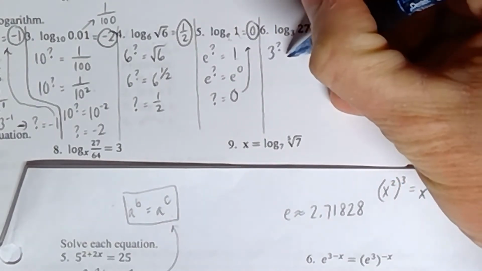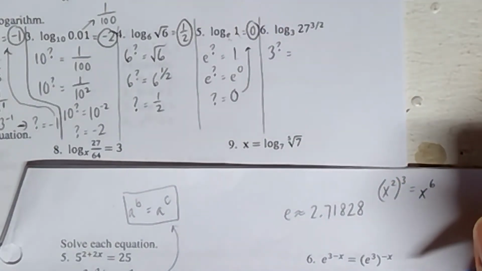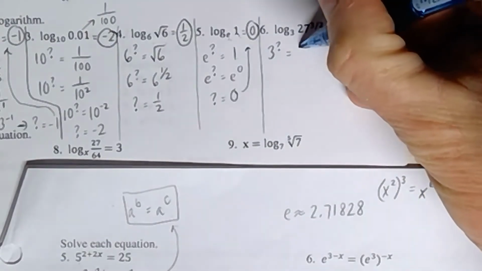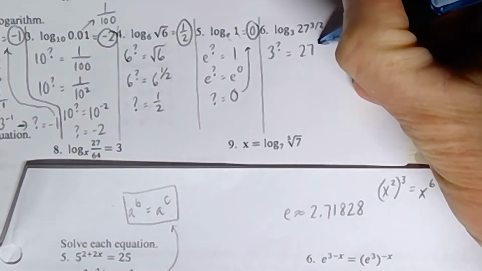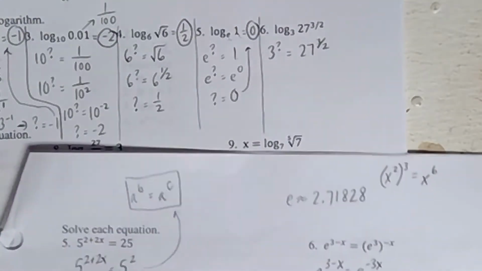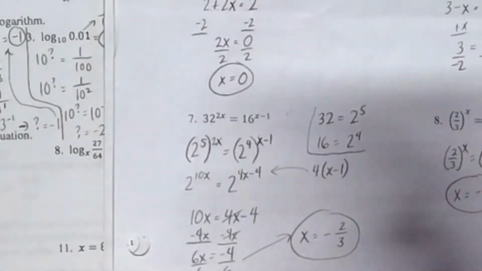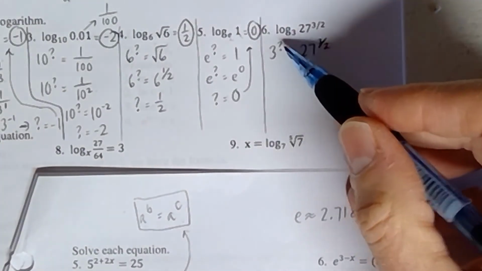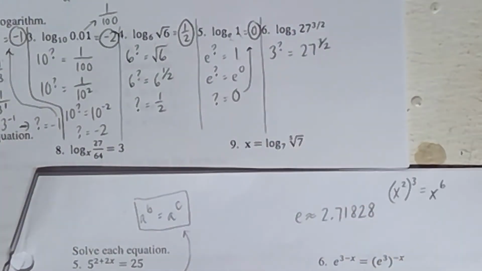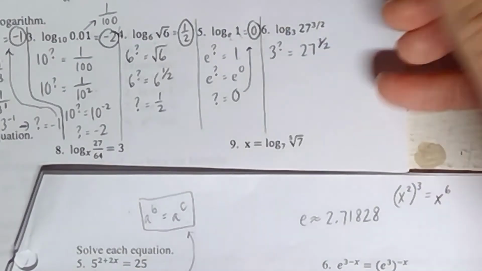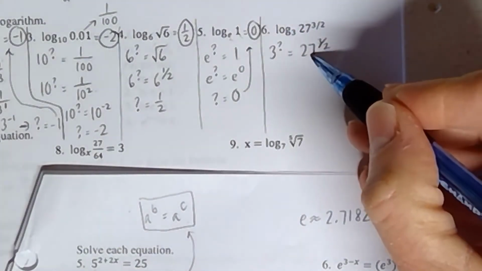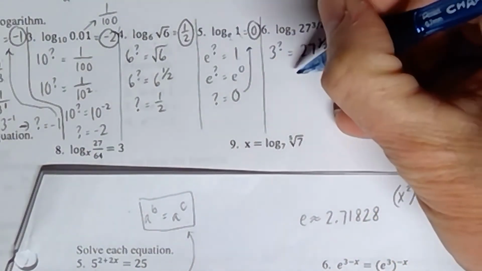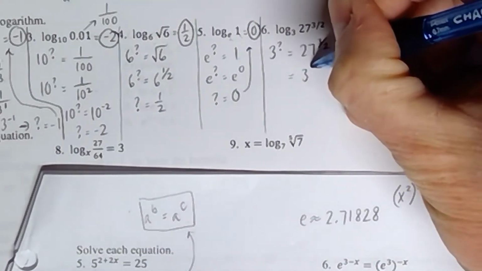Lastly here, 3 to what power is equal to this whole thing right here? Well, again, this kind of looks like a problem that we did a little bit ago, where you're trying to get a common base. We have a base on each side already. We got 3 to a power. We got 27 to a power. But isn't it true that 27 can be written with a base of 3? Isn't that 3 to the third?